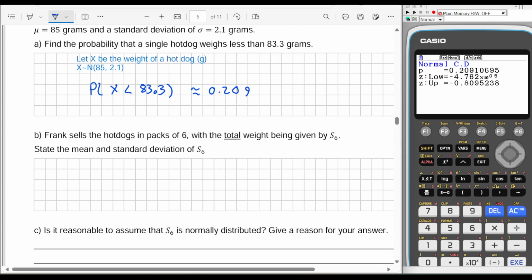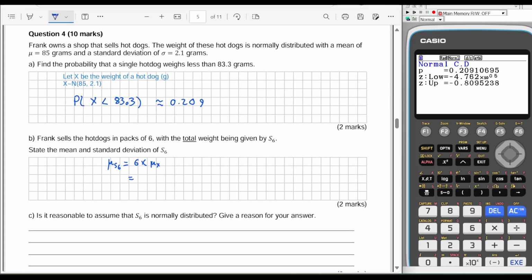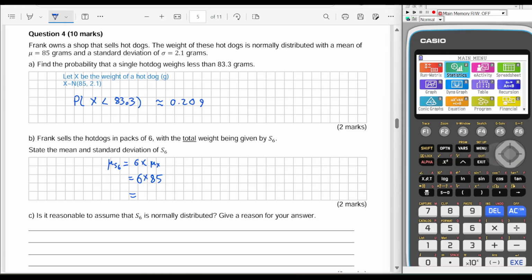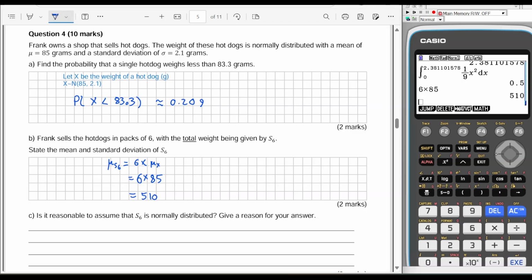State the mean and standard deviation of S6. So the mean of S6 is 6 times the mean of X. Make sure these formulas go on your formula sheet for S6 and also for like X bar as well. This is in sampling distributions, this topic, or the central limit theorem if you want. So this is 6 times 85, which is something we can work out. Okay, so that's 510. We need units on here, so grams.